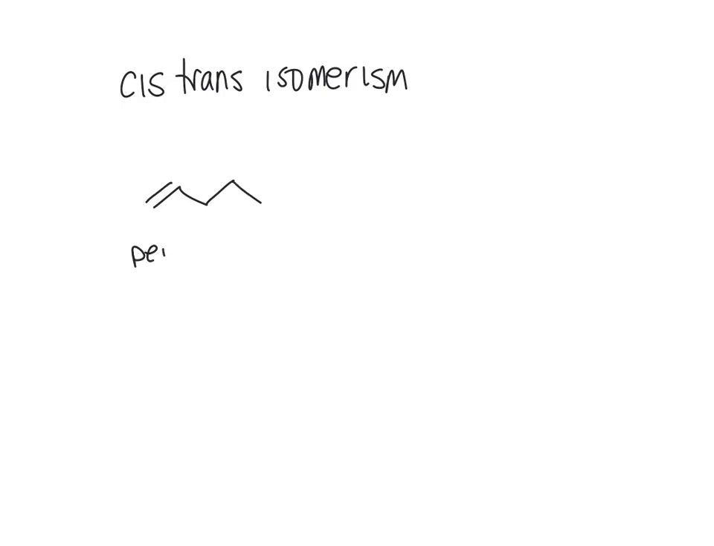How do we determine cis, trans isomers? So isomerism or isomers. Well, let's take some pentene structures. So pentene is 1, 2, 3, 4, 5. So this is pentene.